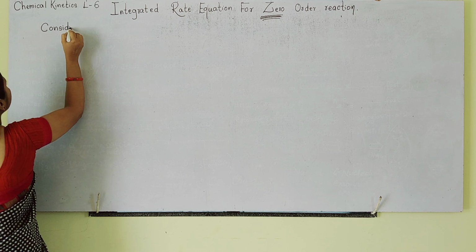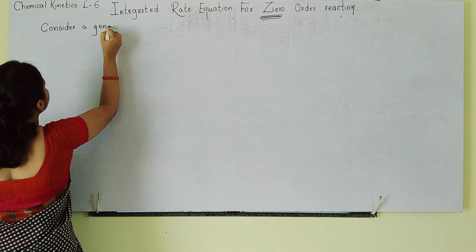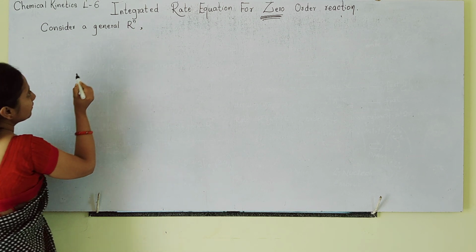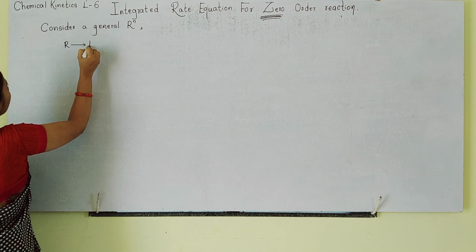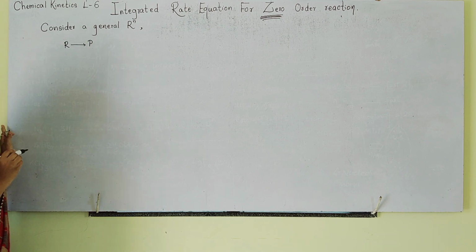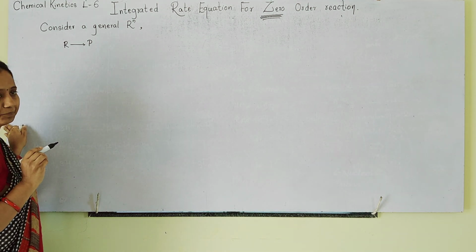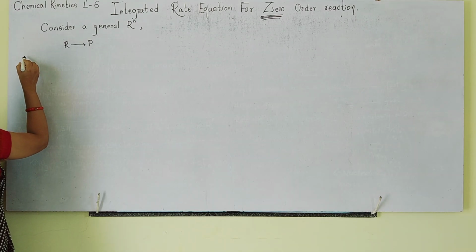Consider a general reaction. I am writing a general reaction: R gives P. Reactant giving product. For this reaction, how can we write the rate of a reaction, students?